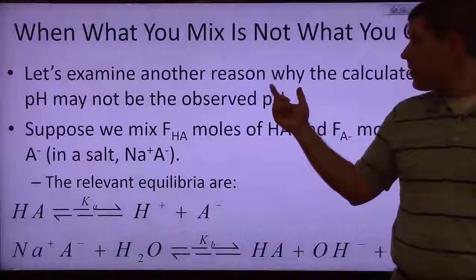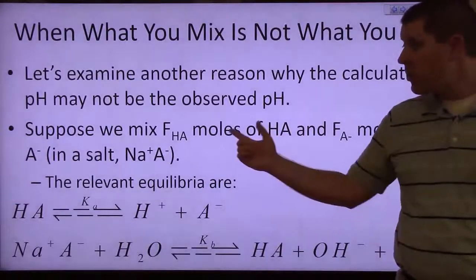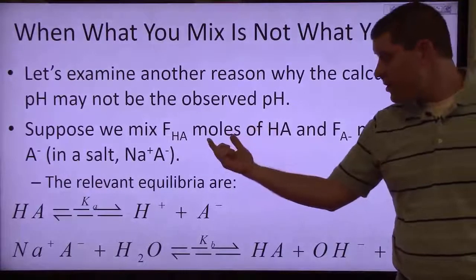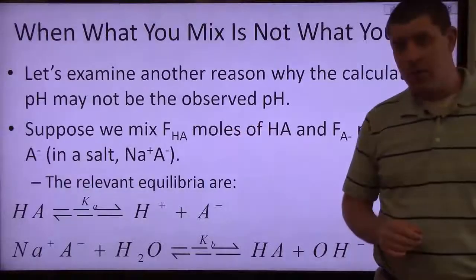So let's examine another reason why the calculated pH may not be the observed pH. So suppose we mix F number of moles of HA and F number of moles of A minus, where that A minus is in a salt including sodium ions.